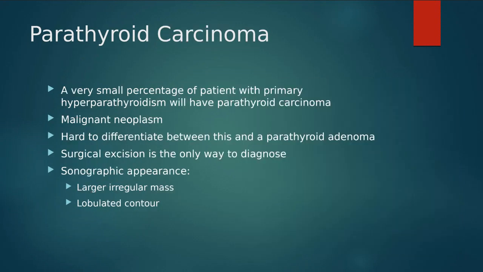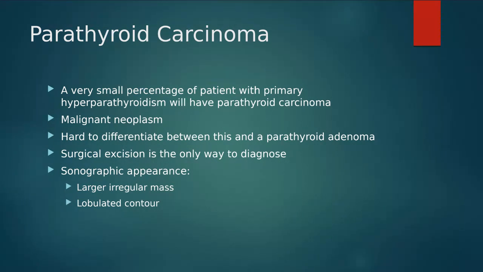And finishing off here with our parathyroid carcinoma, so a very small percentage of patients with primary hyperparathyroidism can have parathyroid carcinoma. Again, this is going to mainly be shown by blood work and other imaging. So we're not solely relying on ultrasound for these differential diagnoses and answers. So not to stress you out a little bit. This is a malignant neoplasm. This is a cancerous condition. It's hard to differentiate between this and just a regular parathyroid adenoma. Surgical excision is going to be the only way that we can definitely 100% diagnose it.